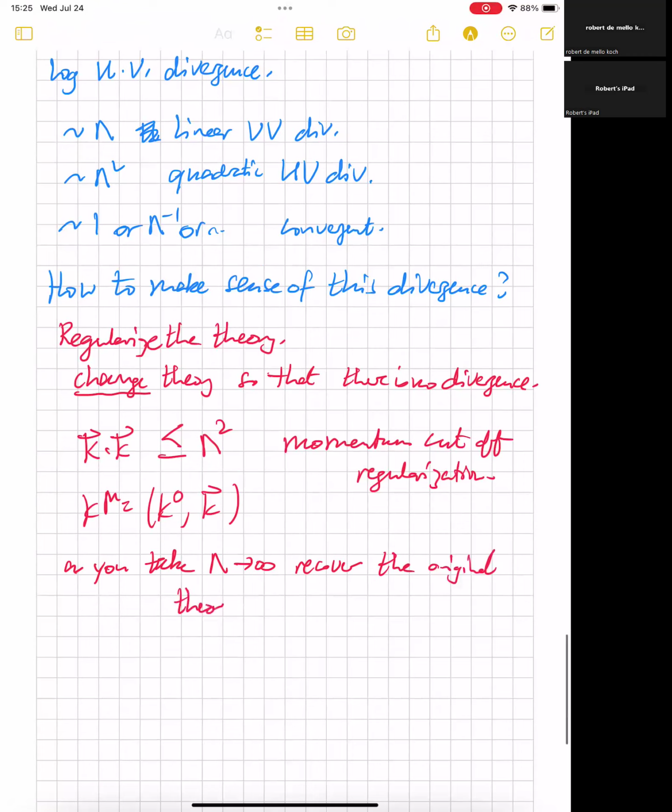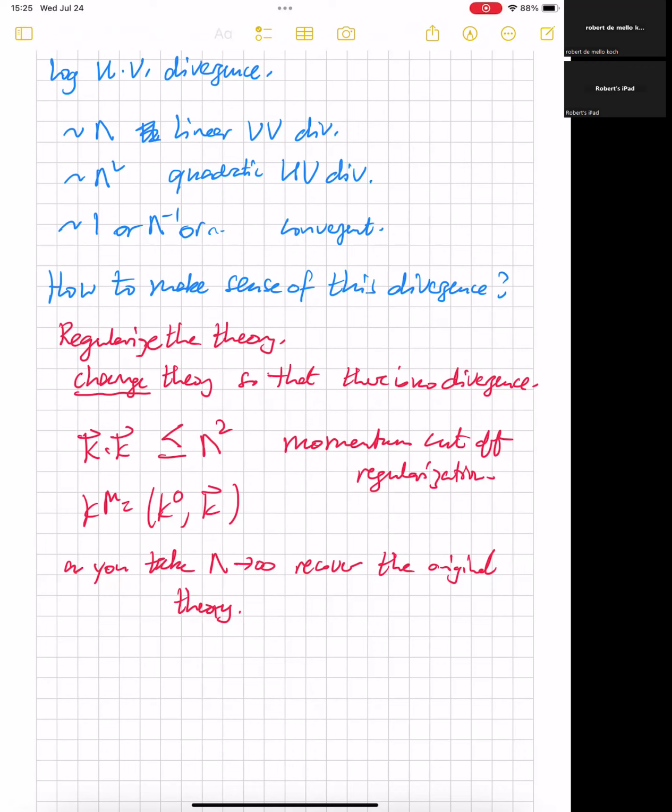So you don't really have just one theory anymore. You've got a whole bunch of theories. You've got a different theory for each value of lambda. Now, what's the use of regularizing the infinity? You haven't gotten rid of it. You're going to have to take lambda to infinity at the end of the day. So what's the use of doing this? Well, here's the idea. We regularize the theory, so work with lambda in place.